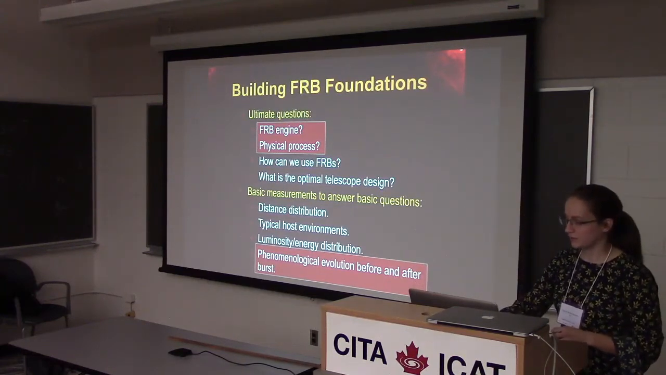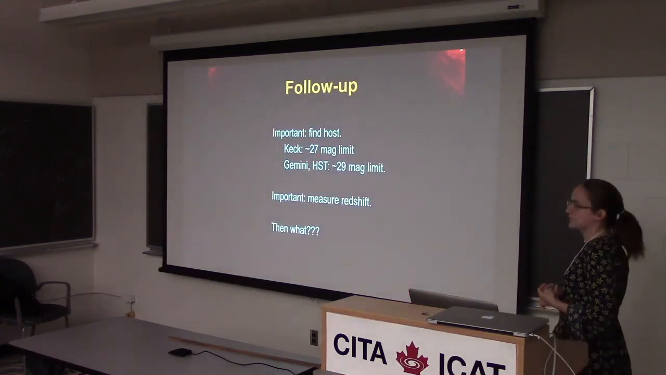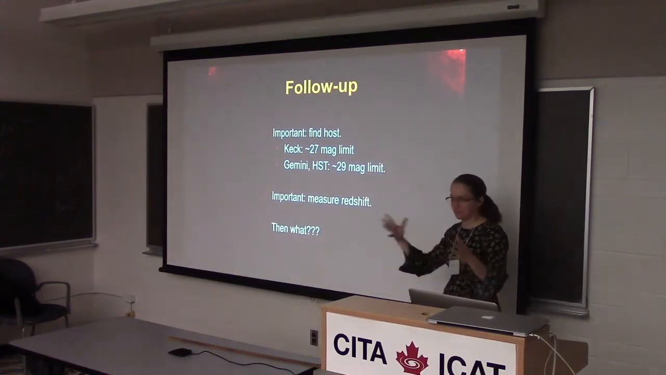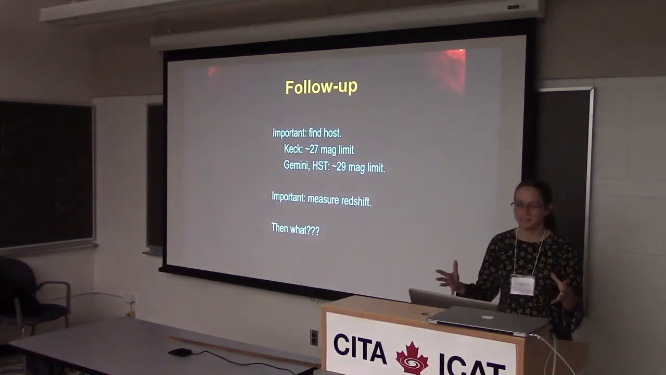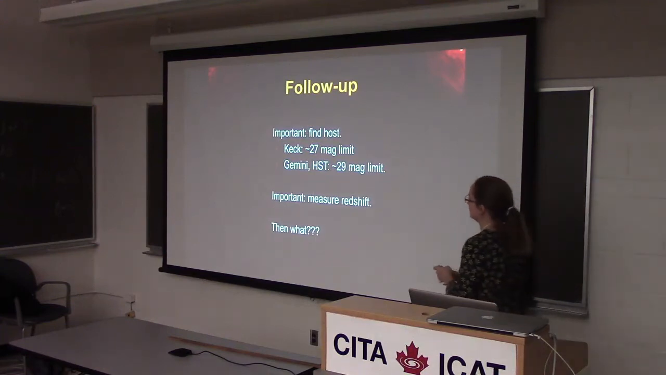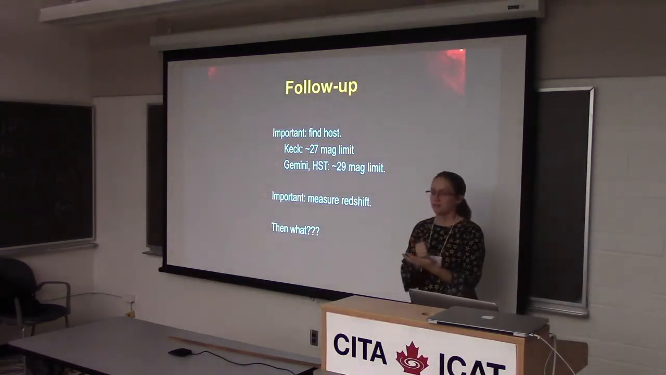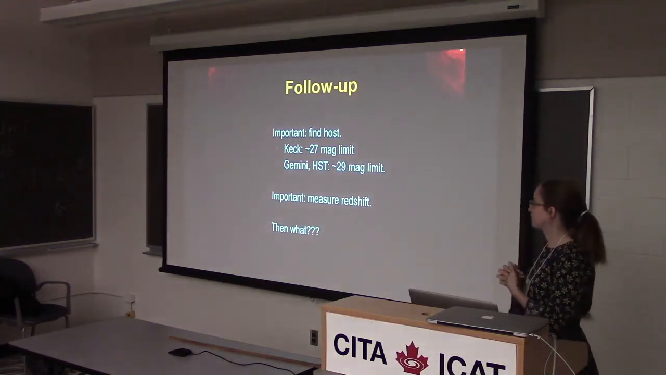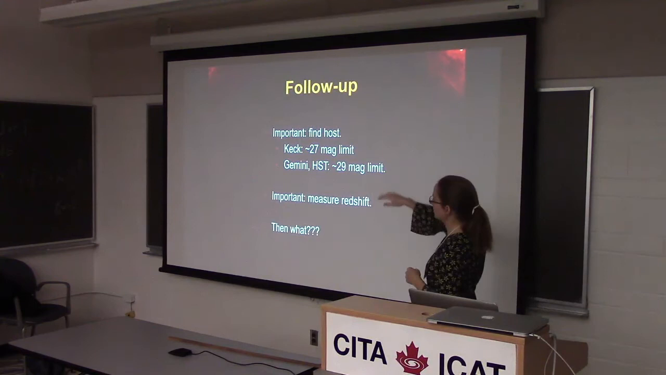What kind of follow-up do we need to do? So obviously, if we want distances, a really important first measurement is to just find a host. It's a very simple thing we need to do. We need to look in either archive data or take new observations to simply take an image of the field. Is there something there? How far offset from that object is the FRB? Very, very simple questions and they have simple answers.